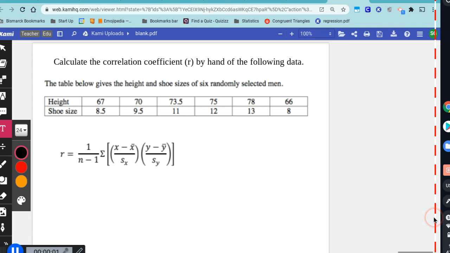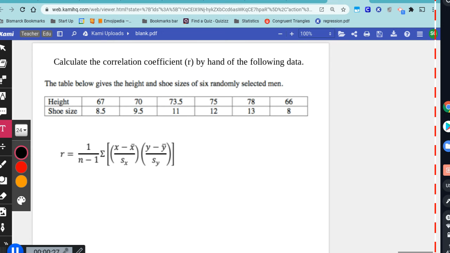In statistics, we are doing another correlation practice. The one we did on Friday sounded a little confusing, so we're going to do another one in class today. Those of you who are in class are doing data that we're developing in class, and those of you who are at home today are going to use this data right here, which is a table of height and shoe sizes of 6 randomly selected men.